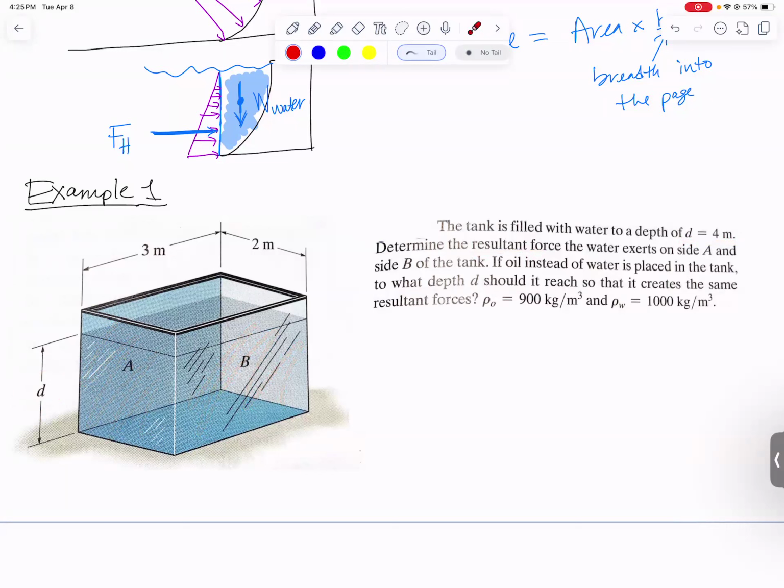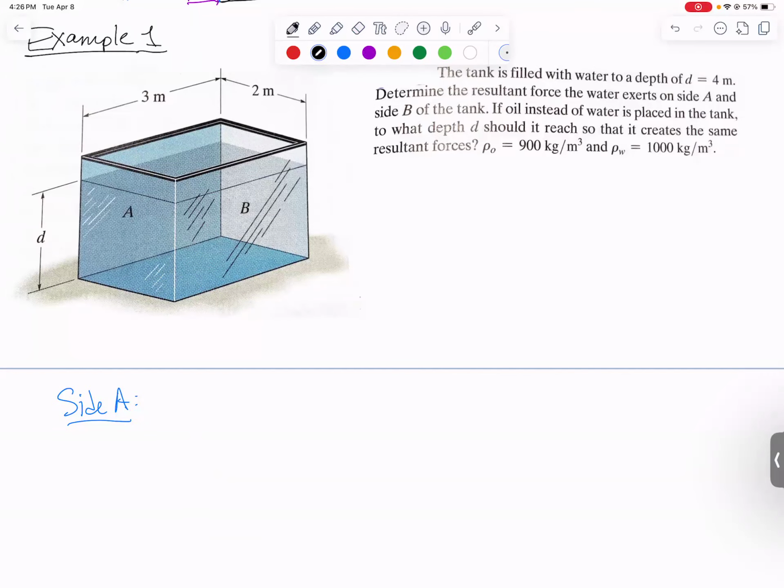And then we're going to safely remove and save our fish and replace the water with oil. And the oil is going to have a different density than water. And the question is, how deep would we need to fill it up with oil so that it provides the exact same force on the sides? Solve this in 2 parts. First, we're going to solve the water problem. Then we'll go solve the oil problem.